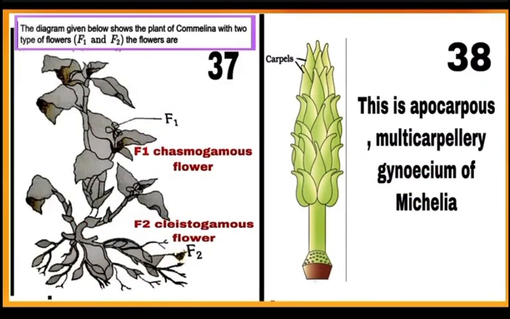37. This diagram shows the plant of Commelina with two types of flowers, F1 and F2. F1 is chasmogamous flower, which has exposed anther and stigma, and F2 is cleistogamous flower, which does not open at all. 38. This is the gynoecium of Michelia, which is multicarpellary and apocarpous, means carpels are free here.